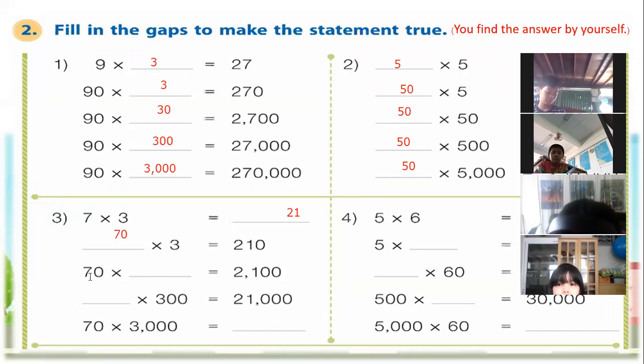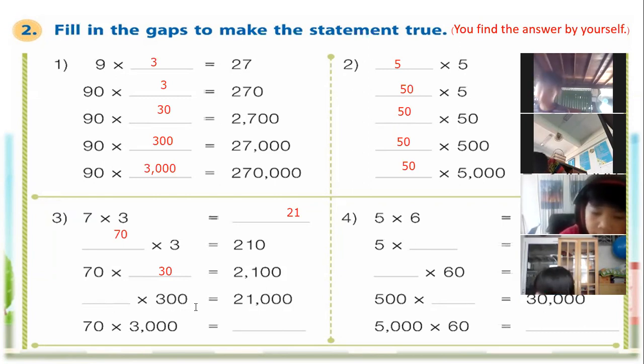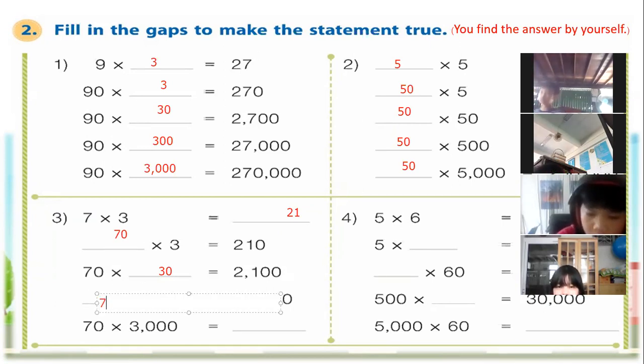Okay, now we have 7 tens multiplied by how much? Become 30. 30. 7 tens multiplied by 3 tens is equal to 2,100. Now, step 4. How much multiplied by 3 hundreds become 21,000? 70. 7 tens multiplied by 300 is equal to 21,000.